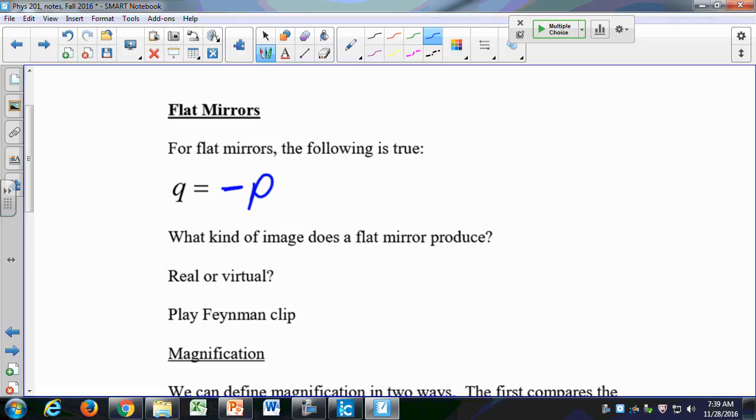That means that my flat mirror is always going to produce what type of image? A real or a virtual image? It'll produce a virtual image because Q will always be negative. So it produces a virtual image, and it works out mathematically because Q is always negative.